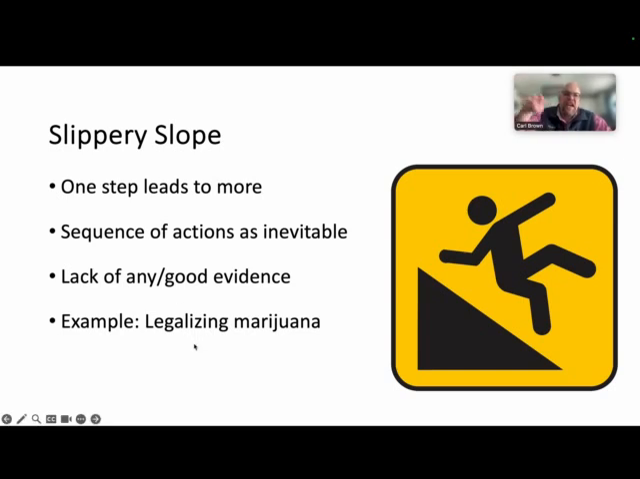Don't skip steps. If you want to make the argument that a legalization of drugs, of marijuana, let's say, will lead to heroin overdoses, and you can logically walk us from one place to the other, go ahead and do that, and don't skip any steps. But if you're going to rely on our imaginations to fill in the blanks, you're not being responsible.